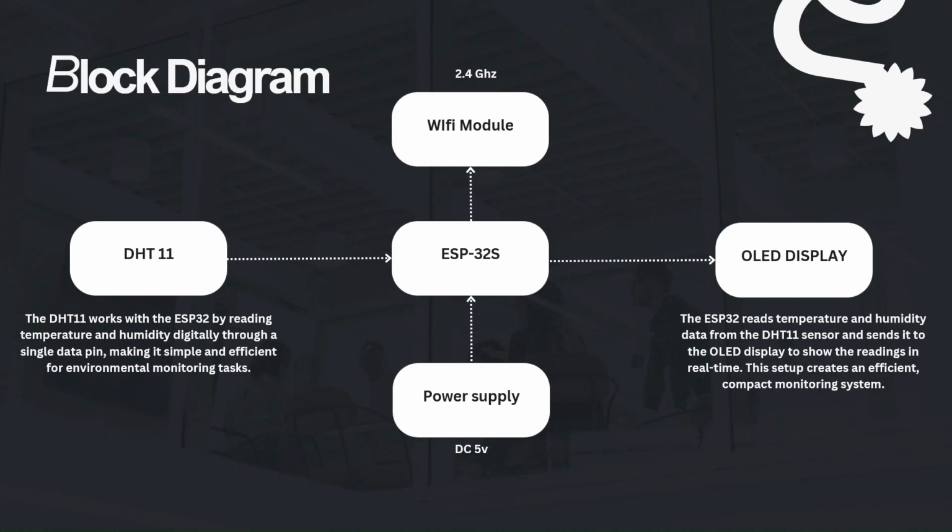Next we go into the block diagram. Here we use the ESP32 microcontroller. Here we are giving a 5 volt DC power supply to the ESP32. To the ESP32, the DHT11 sensor and the OLED display are connected. The DHT11 sensor is used to sense the temperature and humidity in the environment, and the data is transferred to the ESP32. The ESP32 provides the output to both the Wi-Fi module and the OLED display.